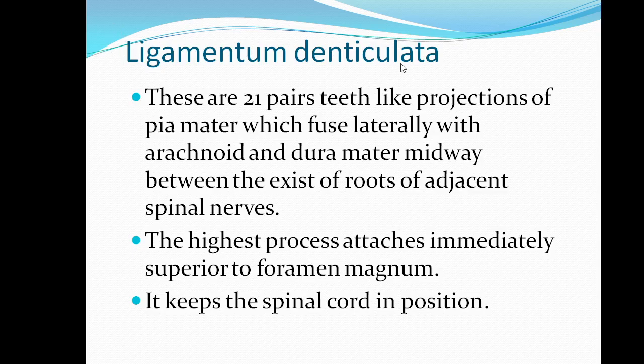Ligamentum denticulatum. There are 21 pairs of teeth-like projections of pia mater which fuse laterally with the arachnoid and dura mater midway between the exit of the roots of the adjacent spinal nerve. The highest process attaches immediately superior to the foramen magnum. This ligamentum denticulatum keeps the spinal cord in position.